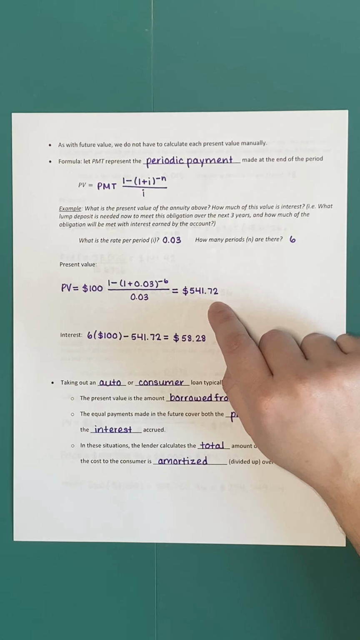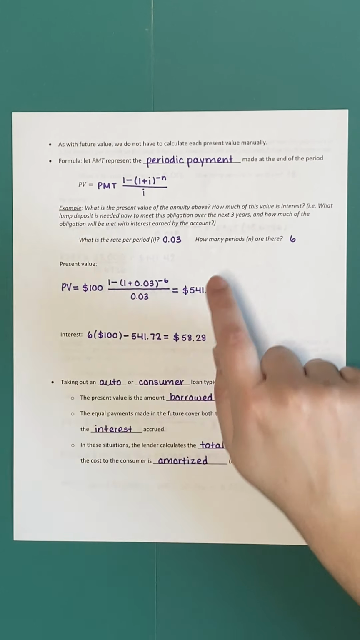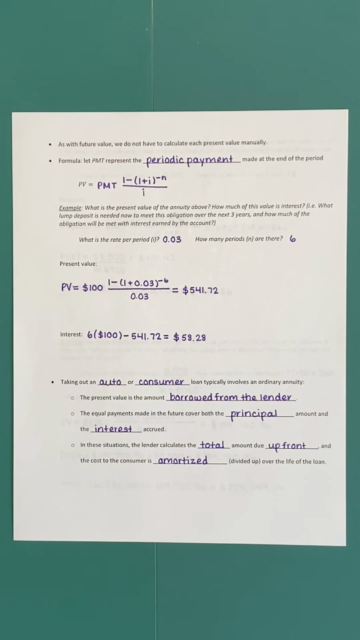So $541.72 worth of our withdrawals comes from our money deposited on day 1. The rest of it comes from the interest that we earn over those 6 compounding periods. So in this case, our interest calculation is kind of flipped. It's going to be the payments that we're covering.